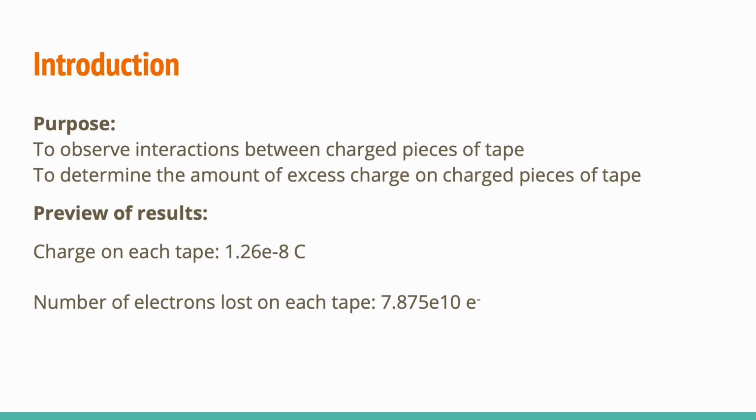The purpose of this experiment is to observe interactions between charged pieces of tape and to determine the amount of excess charge on charged pieces of tape. The preview of results: the charge on each tape was found to be 1.26 times 10 to the power negative 8 coulomb, and the number of electrons lost on each tape was 7.875 times 10 to the power 10 electrons.